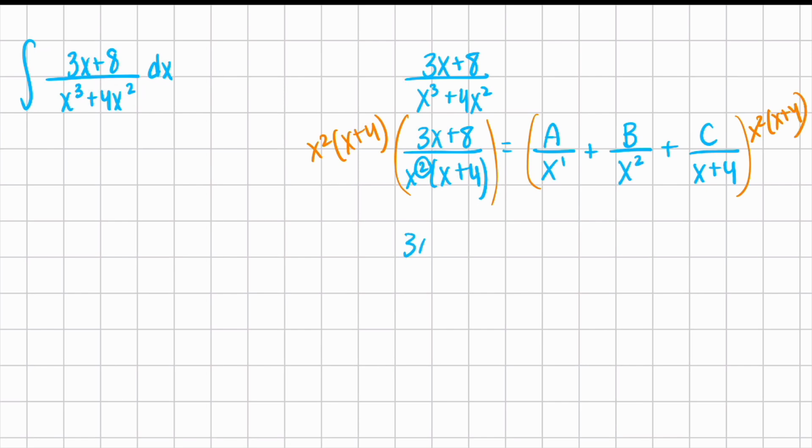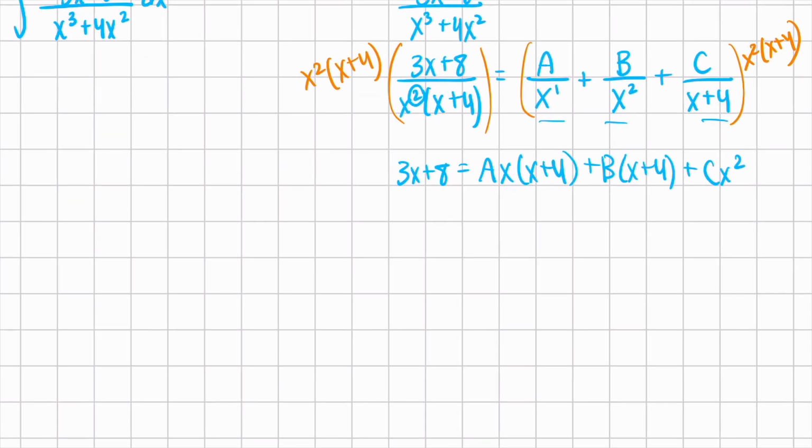And we get 3x plus 8 equals ax times x plus 4 plus b times x plus 4 plus cx squared. That's after we've canceled out our denominators. I'm going to choose a couple values of x, see what we can isolate. I'm going to start by letting x equals 0. That's going to help us isolate b. That's going to give us 8 equals, the a term cancels, I get b times 4, and the c term cancels. So that means that b equals 2.